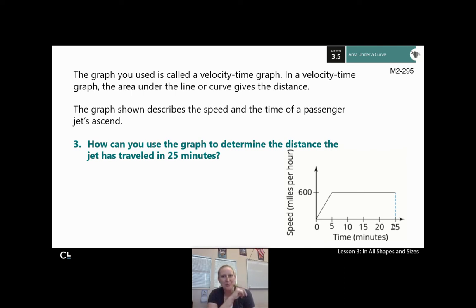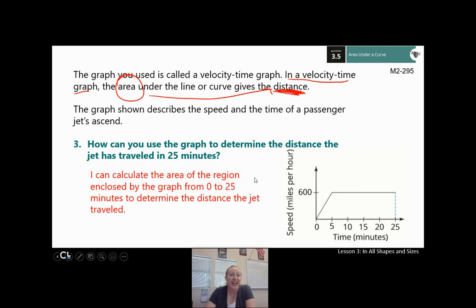Hit pause, jot it down, hit play to keep the discussion going. So we just said that in a velocity time graph, the area under the curve gives the distance. So guess what, guys? You want to know how far that jet plane went in 25 minutes? Find the area. You can calculate the area of that region enclosed in the graph, from 0 to 25 minutes, to determine the distance the jet traveled.